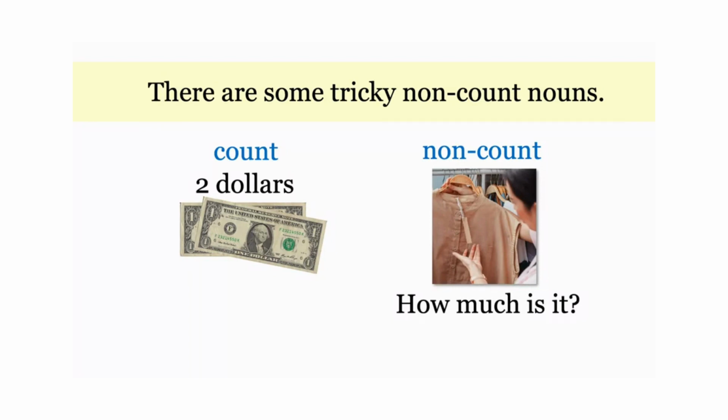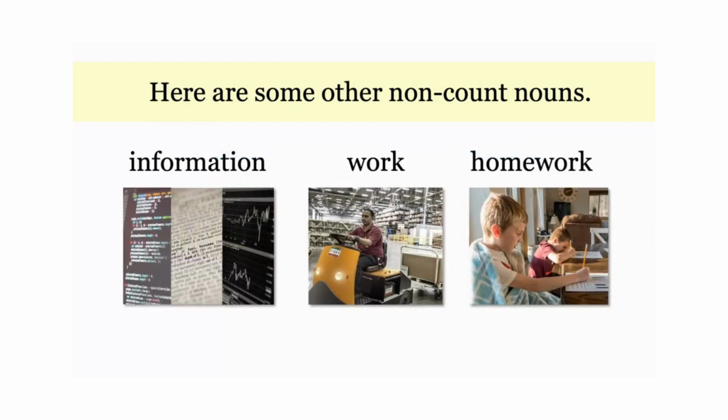Here are some other non-count nouns: information, work, and homework. We never put an S on these nouns because they are non-count. How much information do you need? How much work do you have today? How much homework did the teacher give you?